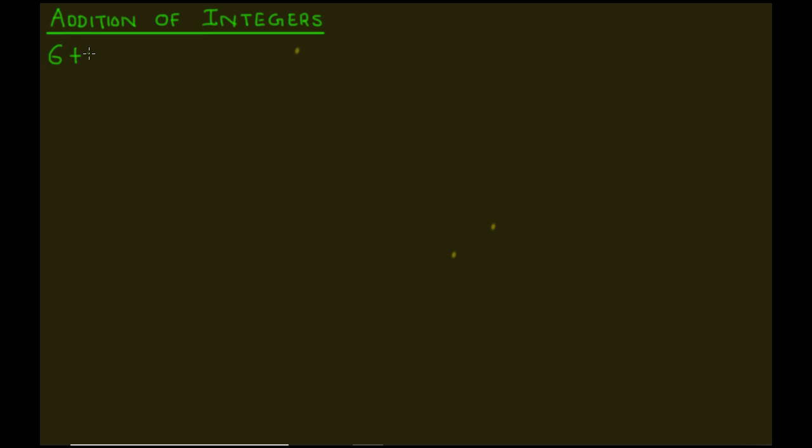6 plus 3, or positive 6 plus positive 3. Another one, negative 6 added to negative 3. Next one, a positive integer added to a negative integer. A negative integer added to a positive integer. So we will try to understand this or try to solve this with the help of the number line, and then we'll try to do it without the number line.